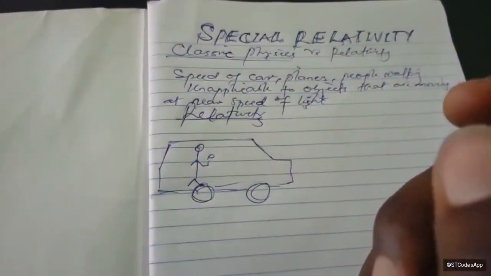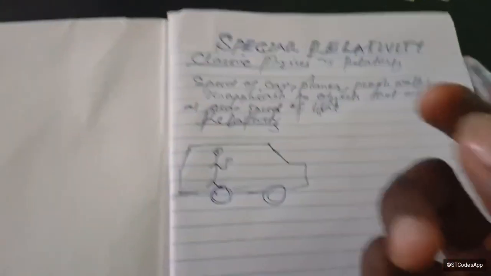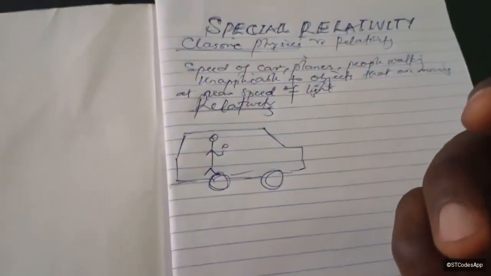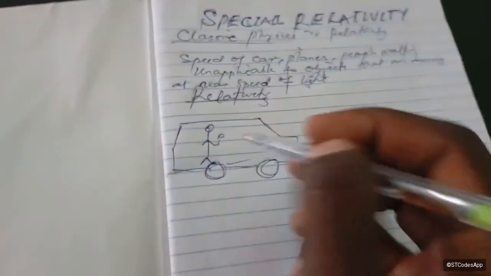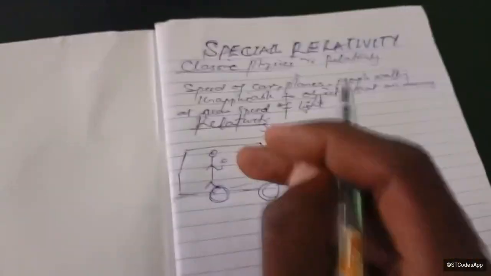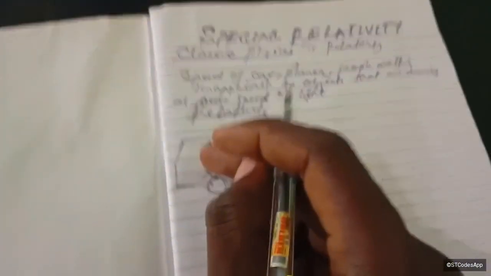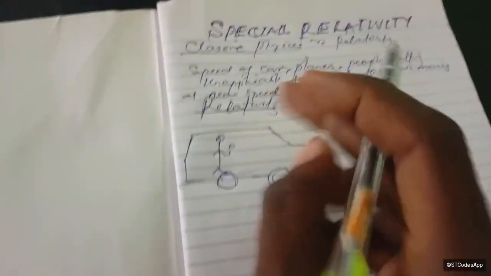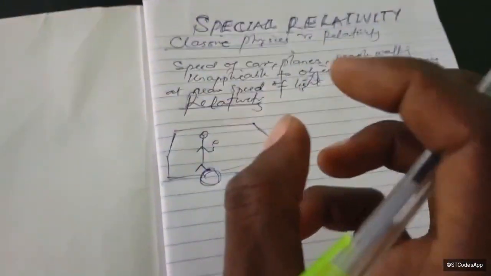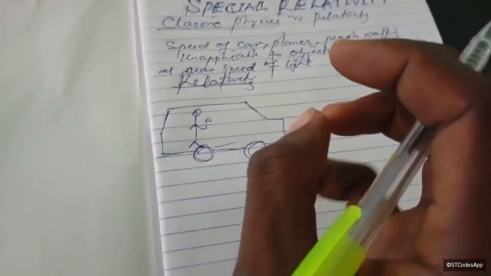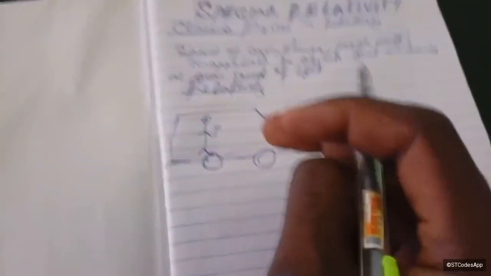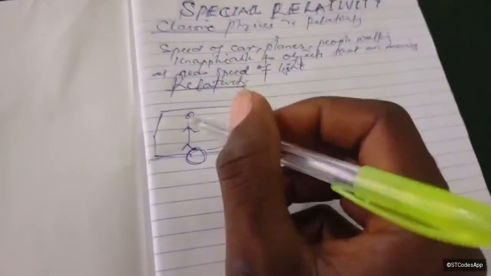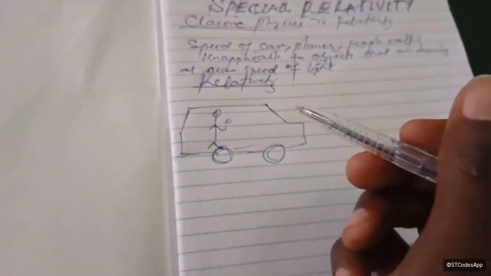What happens is that you will begin to see that time slows down. Time slows down for the person in the bus, the person moving at that same speed. So that's where Einstein's special relativity becomes very necessary. It explains how time can slow down for objects moving at near the speed of light.